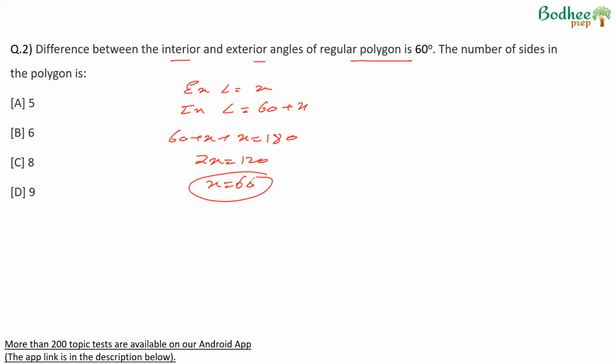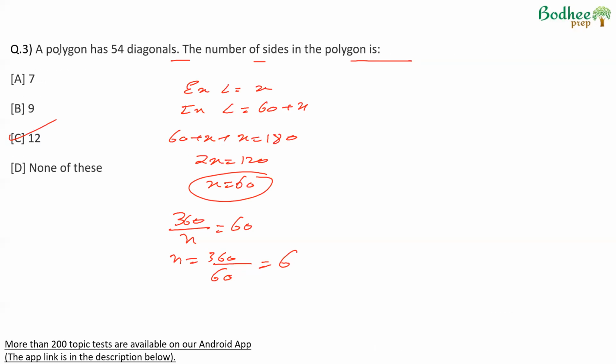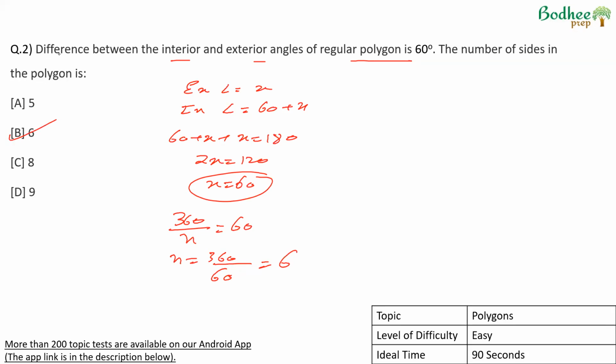So the exterior angle of the polygon is 60. But the exterior angle is 360 by n, where n is the number of sides. So the number of sides of the polygon will be 360 by 60, or 6 becomes my answer. Option B. Again, direct application of formula, easy question. About a minute and a half to solve.